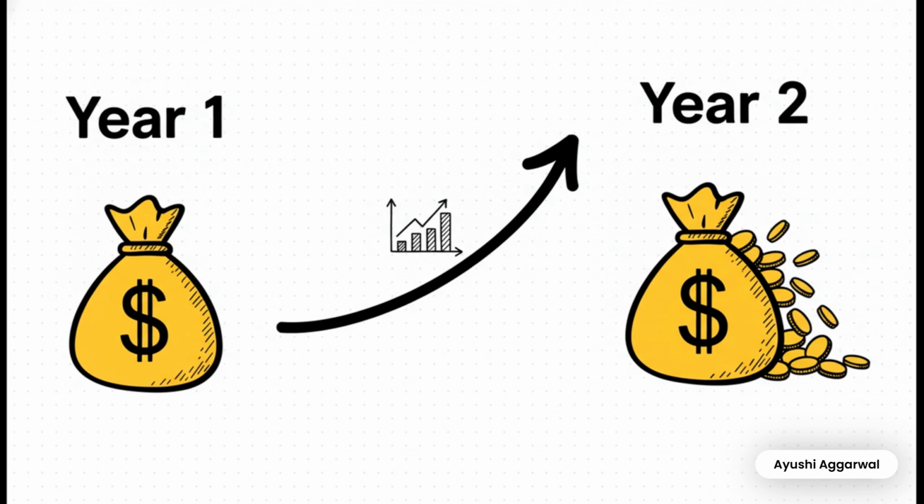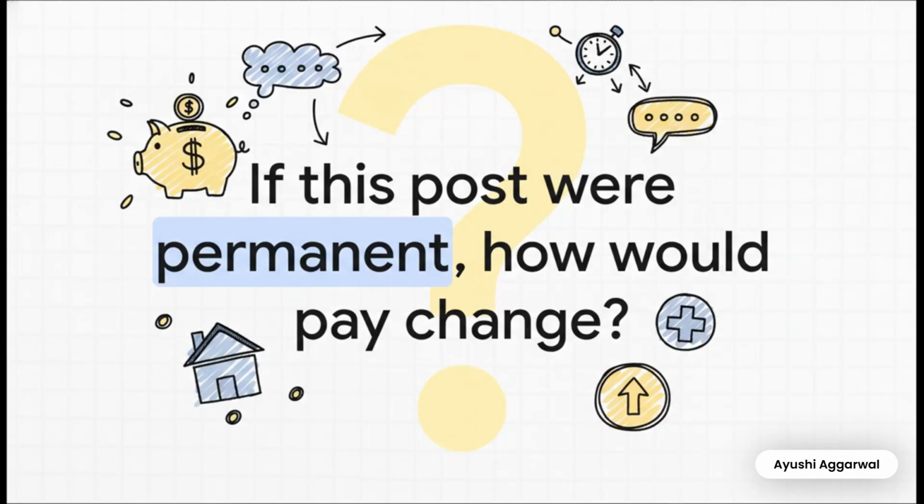5% of 40,000 is 2,000 rupees. That means your salary in the second year could go up to 42,000 rupees per month. Not bad.